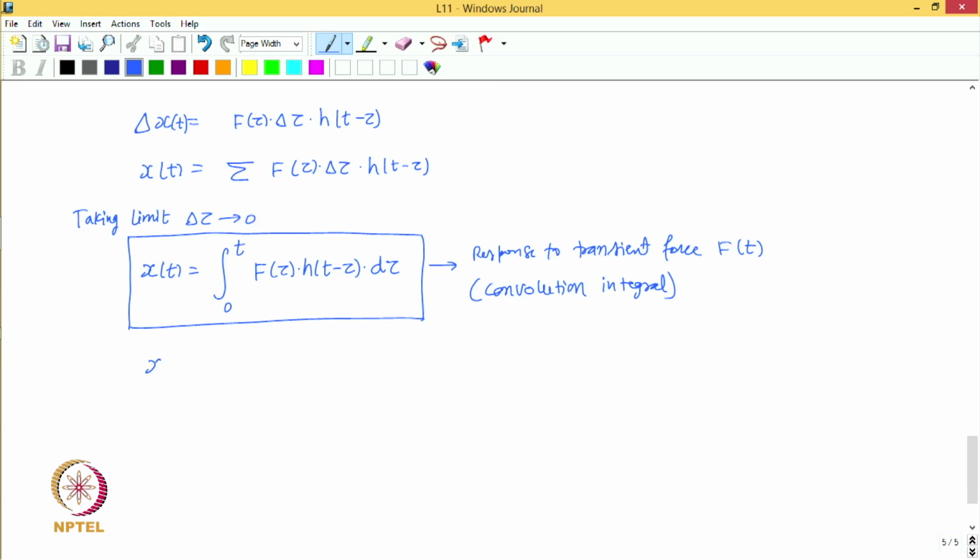and this operation is generally indicated by a star operator like this, f of t. So, this is the symbolic representation of convolution of input force with the impulse response function of the system, right. So, this represents convolution. Okay. So, in the time domain, the input and system characteristics, which is the impulse response function, has to be convolved in order to find the output.